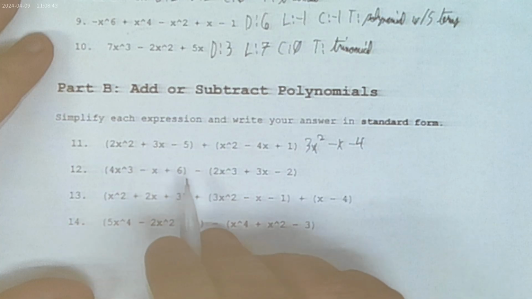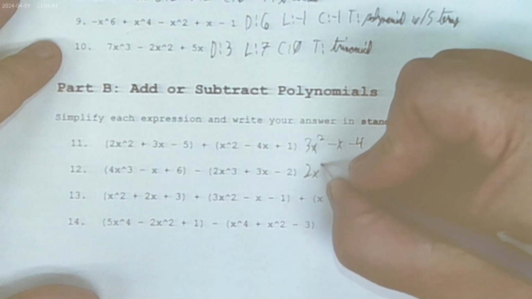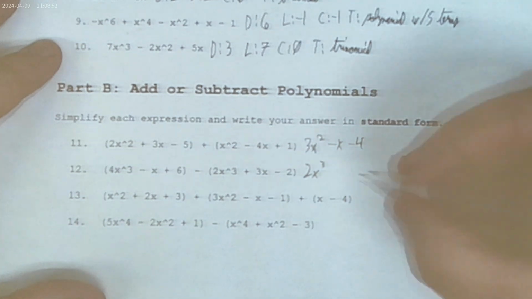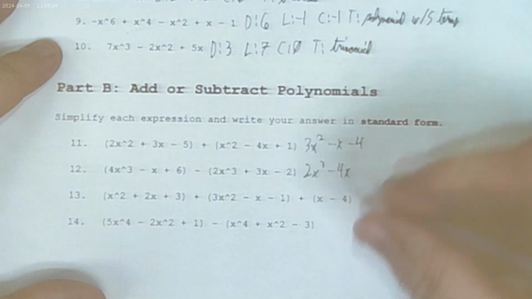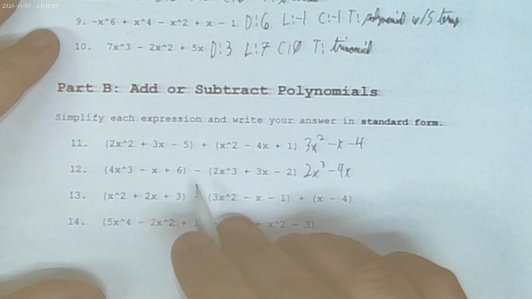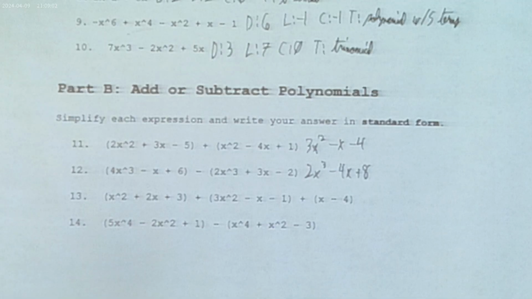4x to the third minus 2x to the third means that we're going to have 2x to the third. Minus x minus 3x, so that's minus 4x. Then 6 minus negative 2 is the same as 6 plus 2, so that's plus 8. And that's all of our terms.